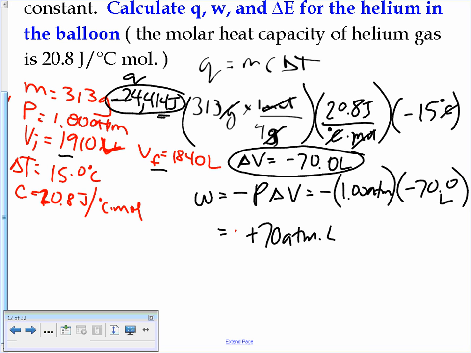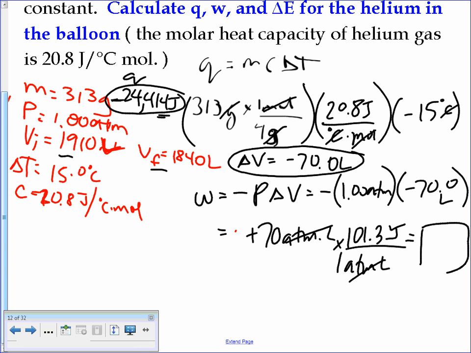Joules. So how do I do that? 101.3. So I told you the conversion was 101.3 joules is equal to 1 ATM liter. So I'm going to show you that as a conversion. 1 ATM liter is 101.3 joules. So that cancels, giving us joules of 7,092.75. And I'm keeping it out right now because I'm getting ready to add. I don't want any rounding error. So that's 7,092.75.